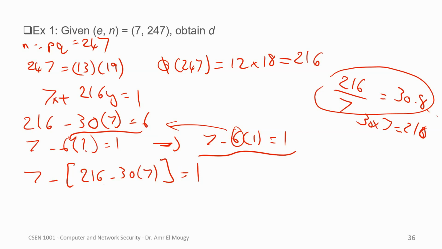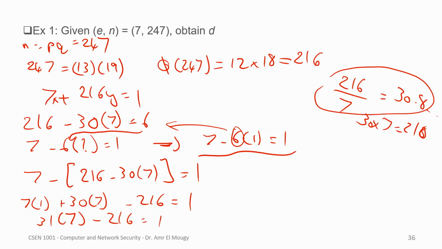So you have 7 multiplied by 1 plus 30 by 7 minus 216 is equal to 1. So now you have 31 by 7 minus 216 is equal to 1. Okay, and now you can say that x is equal to, sorry, x is equal to 31.